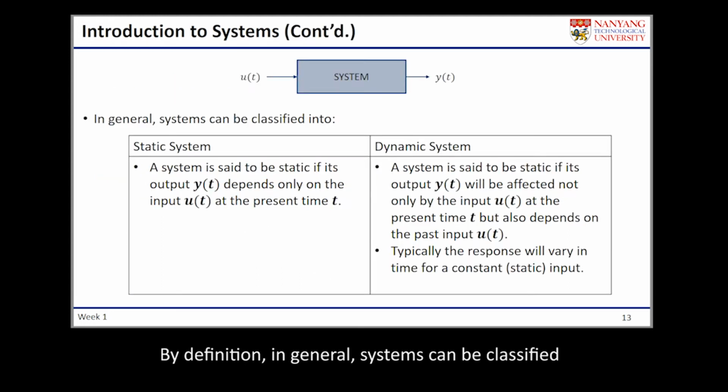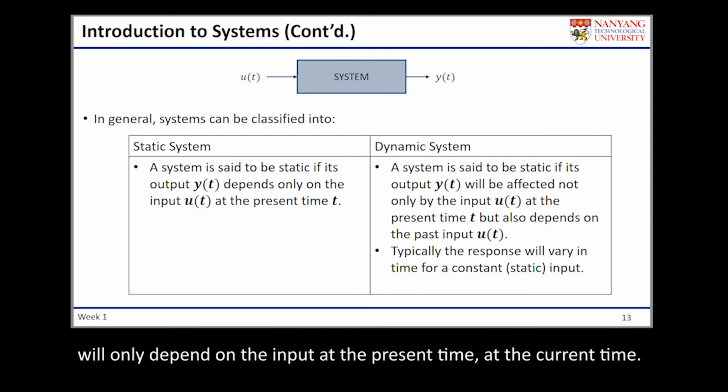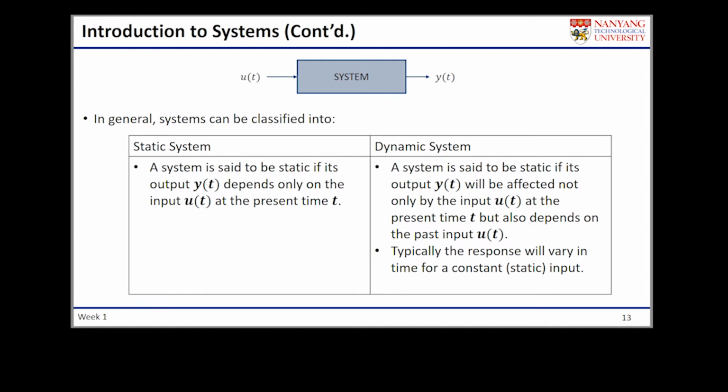By definition, in general, system can be classified into two different types of system. The first one is a static system. This is the simplest type of a system. A system is said to be static if the output will only depend on the input at the present time, at the current time. So the response of a static system will immediately respond to the current input.